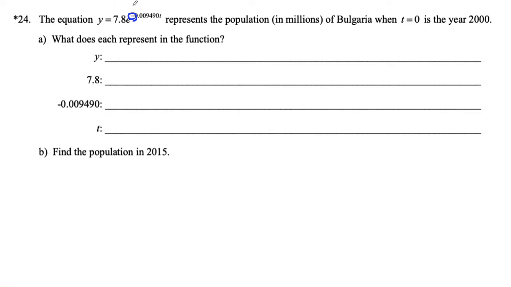All right. So what does everything represent? Right. Well, Y is representing our population. And important for us to get context here, in millions, right, after T years. Okay. All right, 7.8, what is that representing? All right, that is our initial population of Bulgaria.